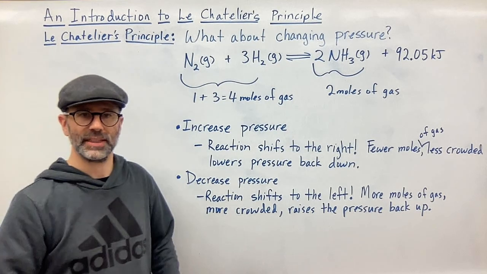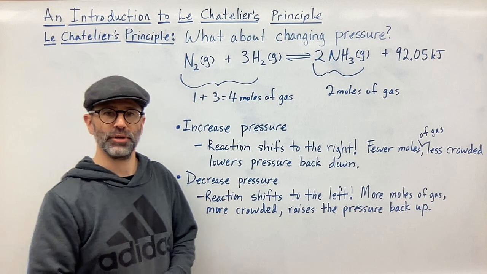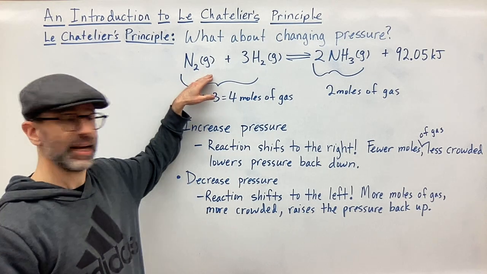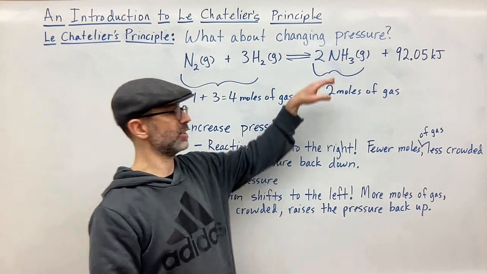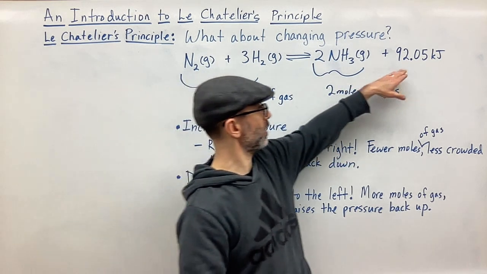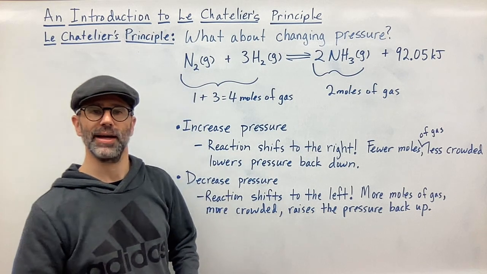Okay, let's go over this example here. So back to my original reaction. Here I have, again, nitrogen gas reacting with 3 moles of hydrogen gas, and that's going to produce 2 moles of ammonia, along with 92.05 kilojoules of energy.